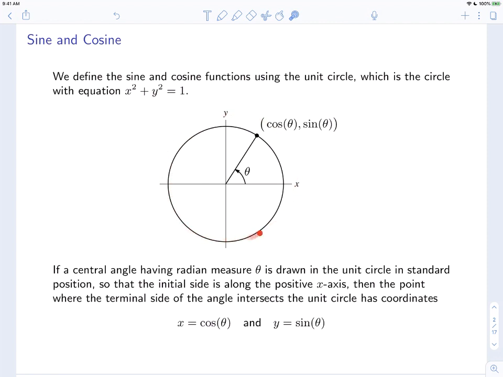Again, this circle is the unit circle, so the radius has length 1. Theta is the angle measure. If theta is positive, it corresponds to a counterclockwise rotation. If theta is negative, it corresponds to a clockwise rotation.